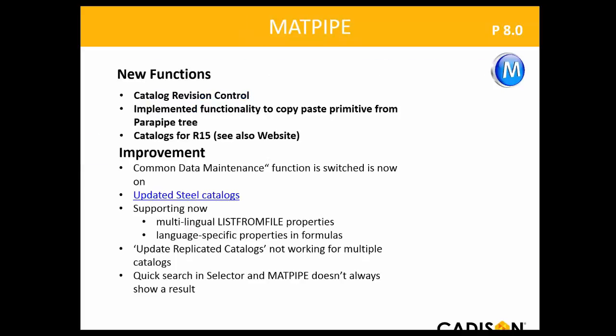Number 8 is MudPipe. Also here in MudPipe we spent a lot of effort on new functions. One of the new functions is the catalog revision control. The second function is the implemented functionality to copy and paste primitives from parapipe trees. That means you can select multiple objects and put them in other catalogs. But here you need more practice, and we also have to look at a new strategy for how you can take existing templates and build them into your own catalogs. Because if you do not follow a rule book, it will not work.